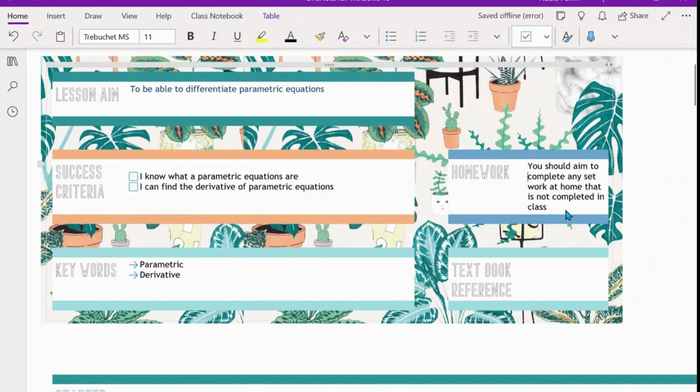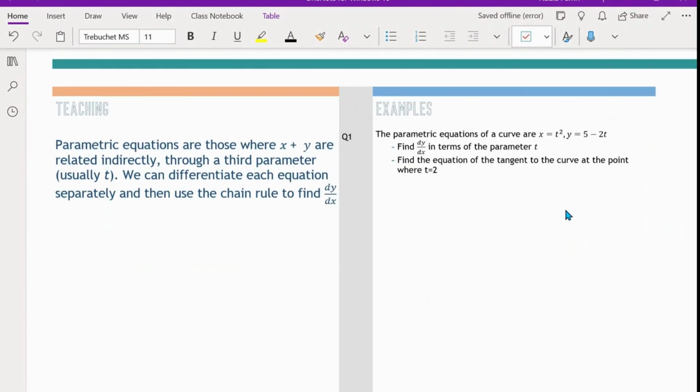So our aim for today is to, first of all, know what a parametric equation is, and then, of course, learn how to differentiate them. So, kicking off with what they are, I've written here: parametric equations are those where x and y are related indirectly, which might not make that much sense, but when I show an example, hopefully it will. So it's through a third parameter, which we will call t.